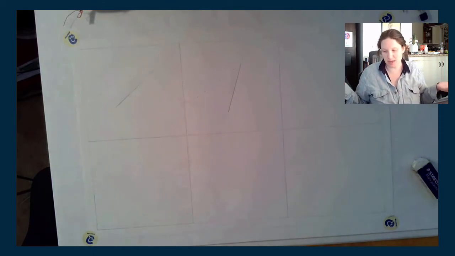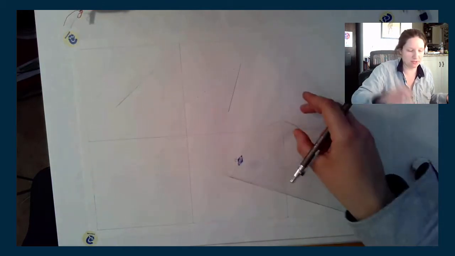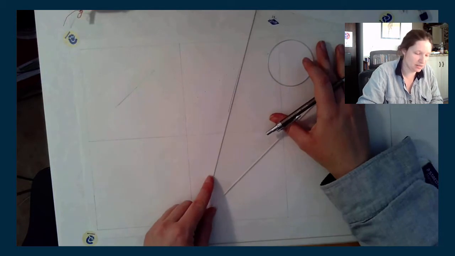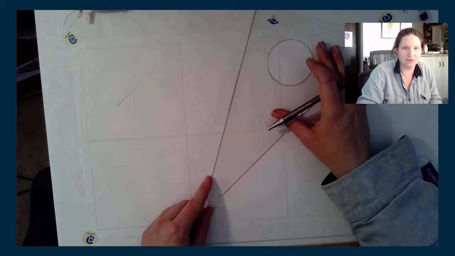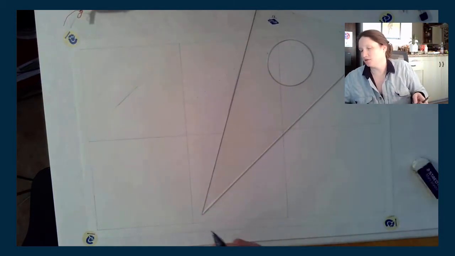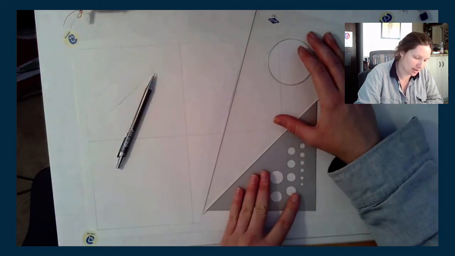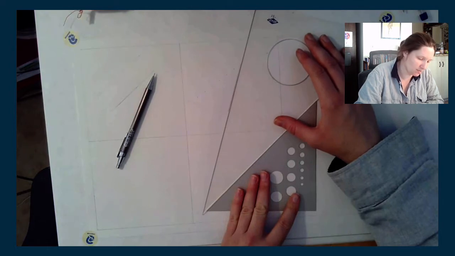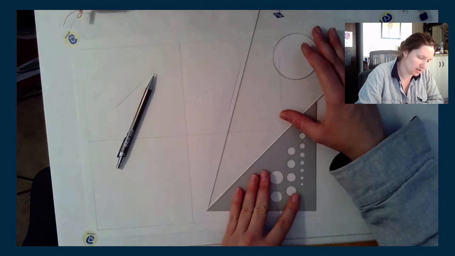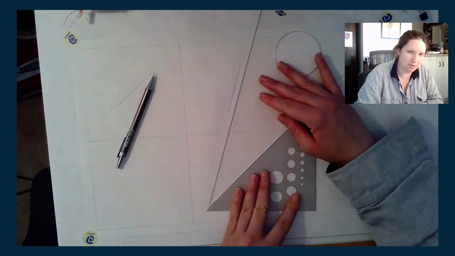This is also a time when it's useful to use 2 triangles sometimes, so that you can have an edge to slide against. So I might put this triangle down, and grab my other triangle. I might use that sliding to be parallel trick so that I have a little space. So now I'm sliding this to create a parallel line.